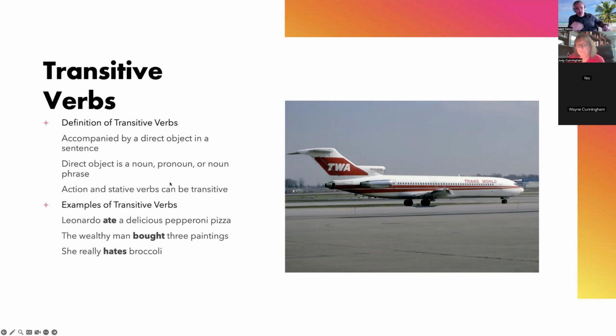So again, Leonardo ate a delicious pepperoni pizza. Leonardo's the subject. What did he eat? Pepperoni pizza. The wealthy man bought 3 paintings. What did the wealthy man buy? Paintings. And she really hates broccoli. So she is the subject. What does she hate? The direct object again is broccoli. So again, if they have a direct object, they're a transitive verb.